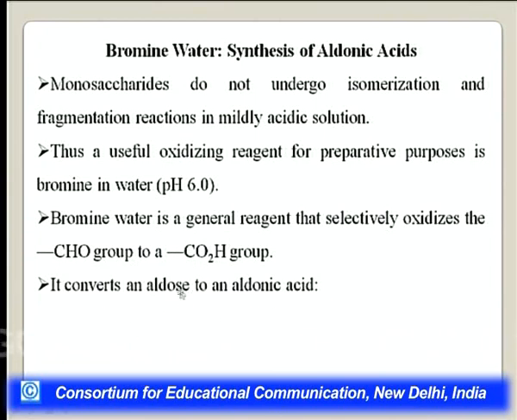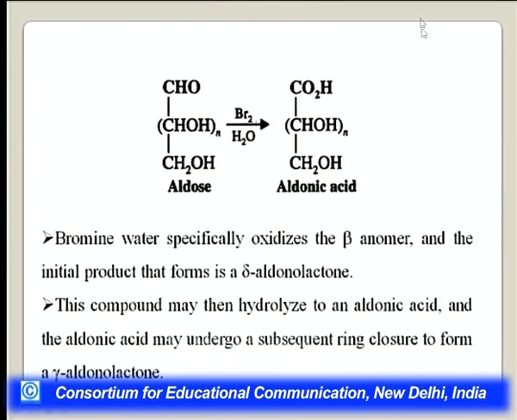You know what is aldose? A carbohydrate that contains an aldehyde group. Here you can see the master reaction. It represents an aldose, and this represents the reagents, bromine water, and this is an aldonic acid. Here you can see what? Only the aldehyde group gets converted to the carboxylic group. Only the aldehyde group gets oxidized to the carboxylic group.